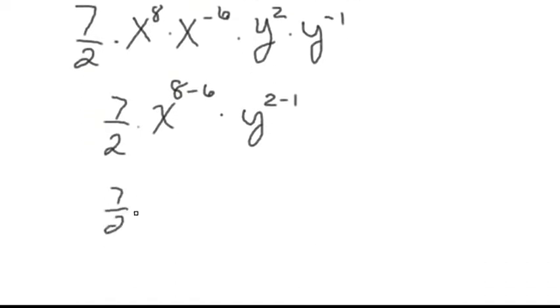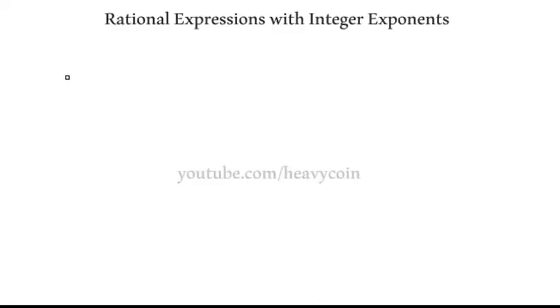So 7 over 2 times x. So this becomes 2, and y 2 minus 1 is just 1. So there you go. It's been simplified all the way down: 7/2 x squared times y. Alright, let's look at another one here.